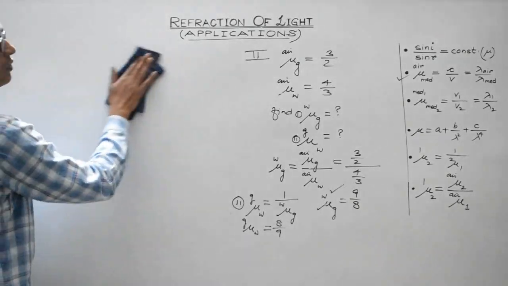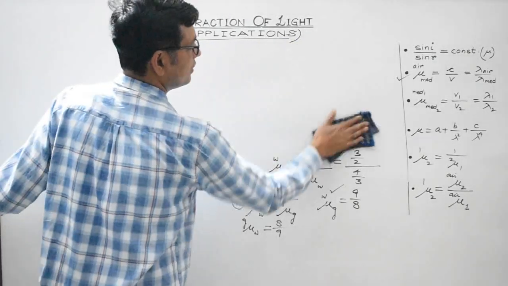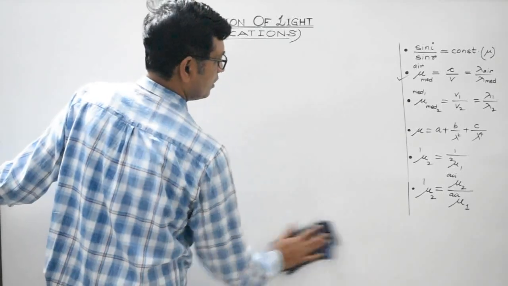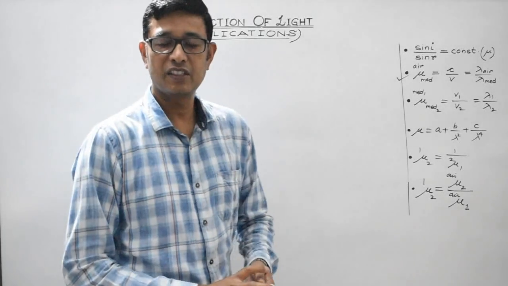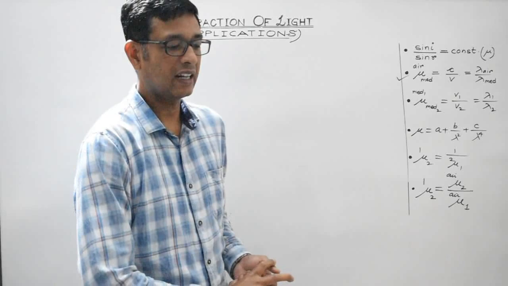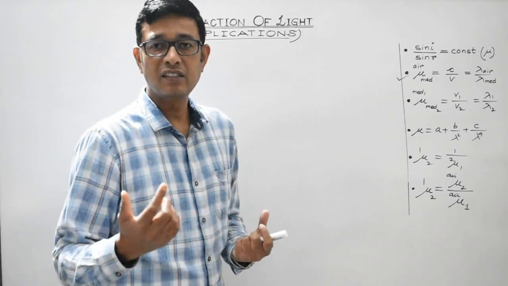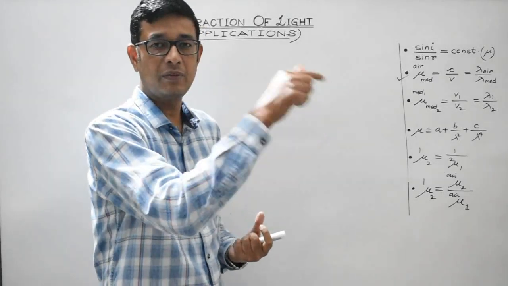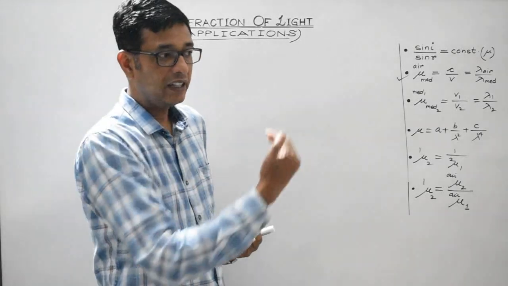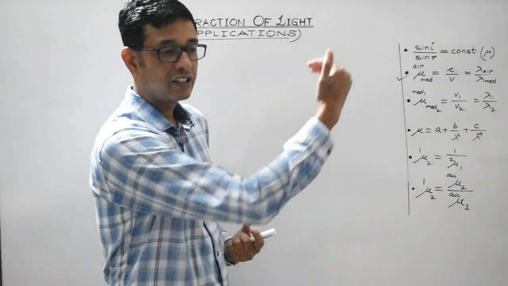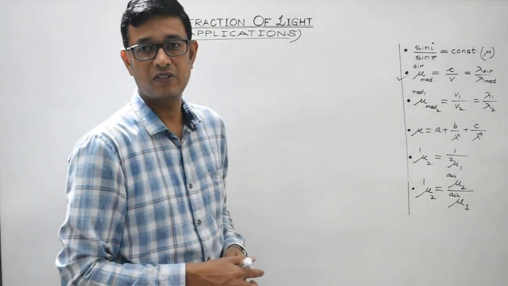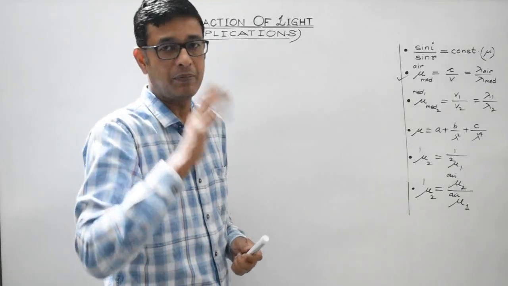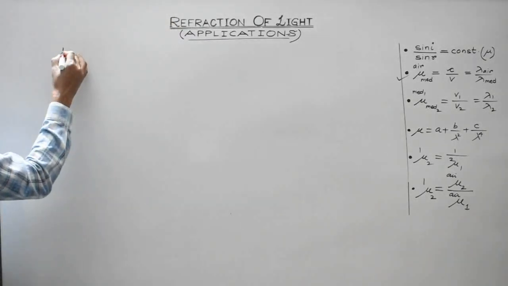Now let's start with some applications. First is something you will do in your respective physics labs as well. It's an activity: when light is incident on a parallel sided glass slab in an oblique direction, then it bends. It shifts laterally or sidewise, and that phenomenon is known as lateral shift. Right? So let's start with the first application, which is the lateral shift.